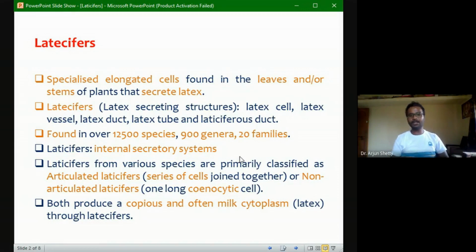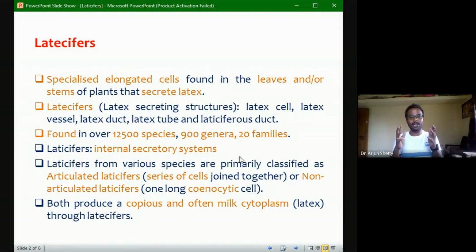Now coming to the laticifers, broadly these are classified into two types, based on the number of cells and the arrangement of cells: articulated laticifers and non-articulated laticifers. What do you mean by articulated laticifer? These laticifers comprise many cells, all joined one above the other, or one beside another, forming a complex structure. Articulated laticifers are those which comprise a series of n number of cells.